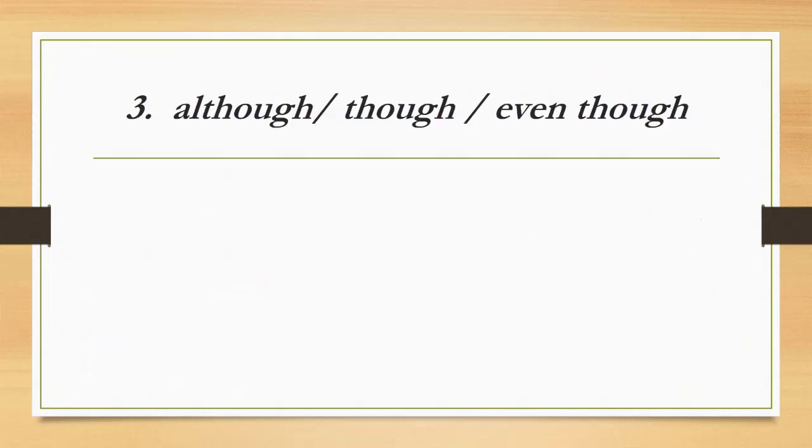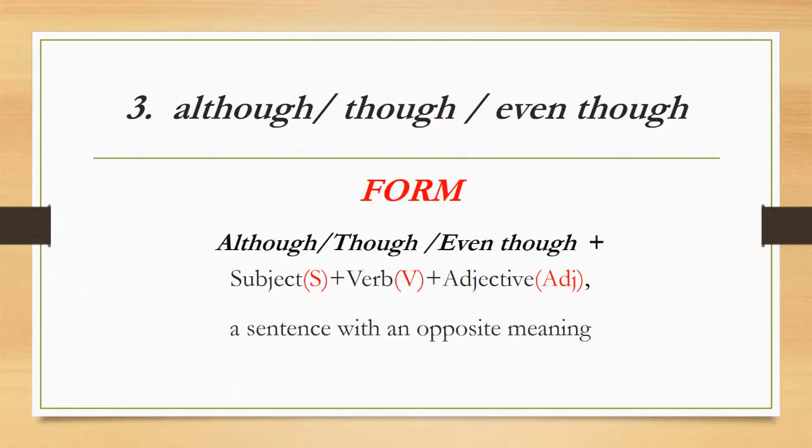3 is although, though, even though. The form is although, though, even though plus subject plus verb plus adjective, comma, a sentence with an opposite meaning.